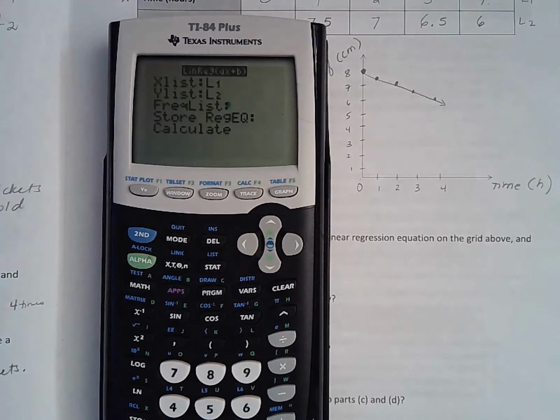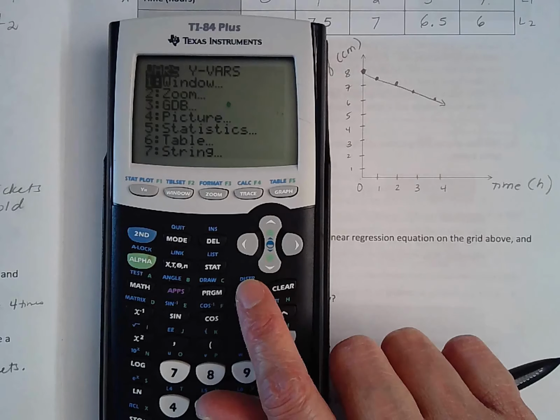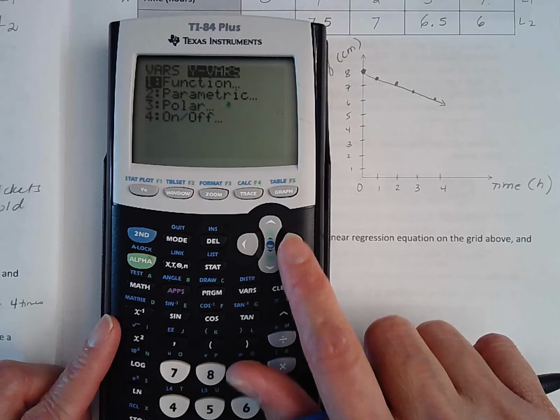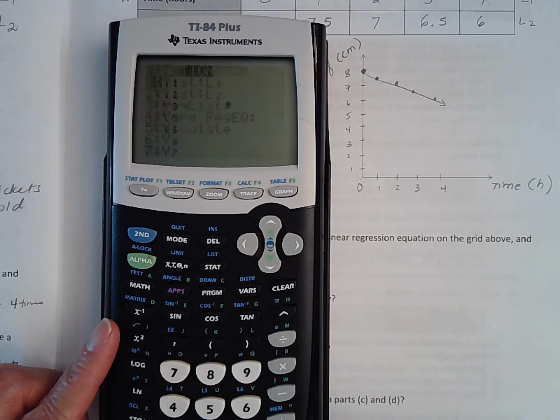Oh, you didn't do the old problem. Did you clear the old problem? Yeah, clear it up. How do you store? Vars. Go to Y vars. Enter, enter, enter, enter.